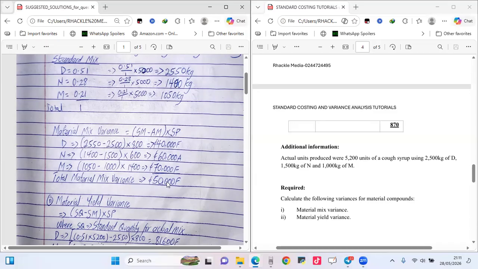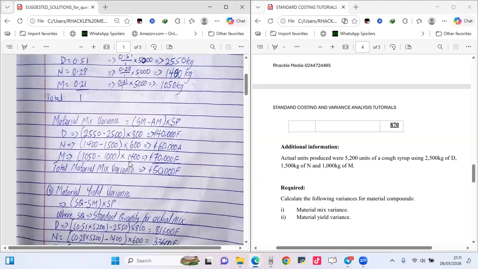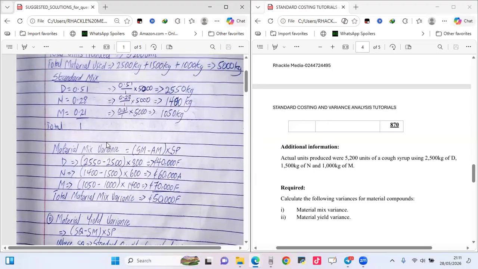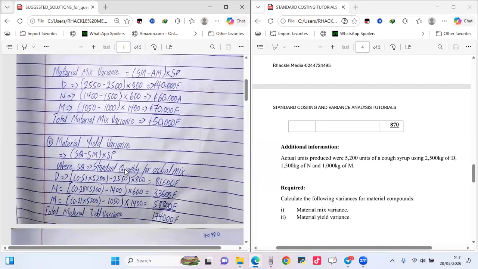And then when we add all of them, we are going to get a total material mix variance of 50,000. Now let's look at something here. You see here, we are only comparing the standard mix by the actual mix, not the actual unit. Now let's move to calculating the material yield variance, where the yield variance actually asks the question, did the mix actually yield the right amount of units, right? Or the right amount of output.